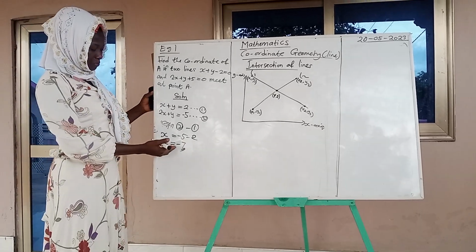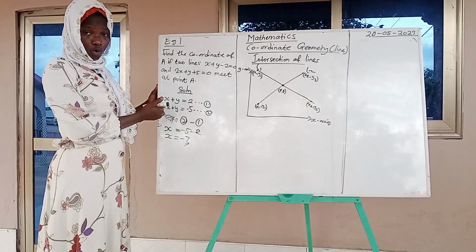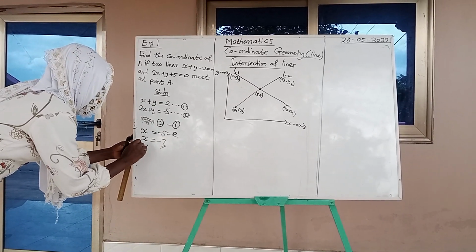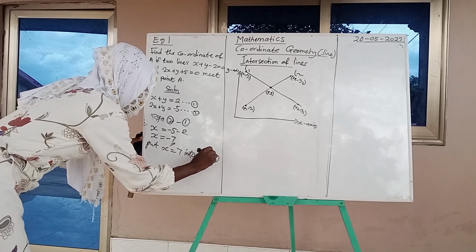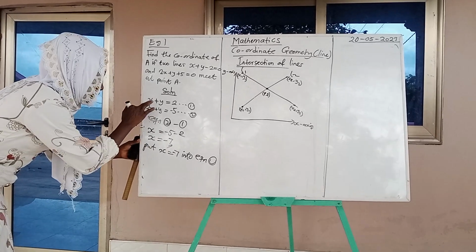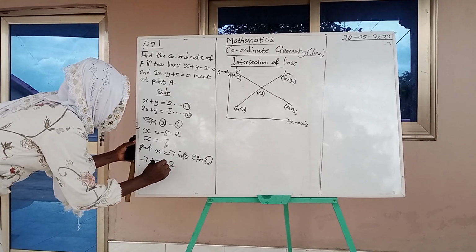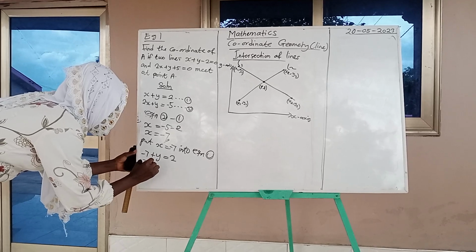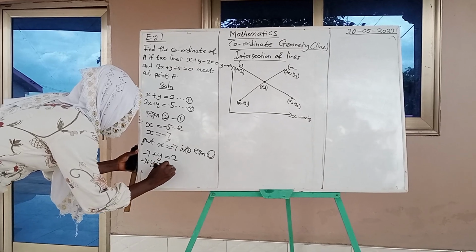For here, we put the value of x into any of the equations, either equation 1 or equation 2. So here, let's put it into equation 1. Put x is equal to negative 7 into equation 1. Wherever you see x, you put negative 7 there. So negative 7 plus y is equal to 2.